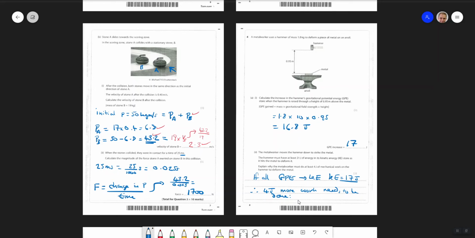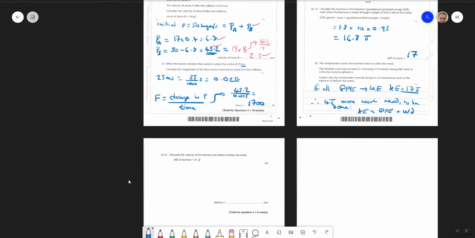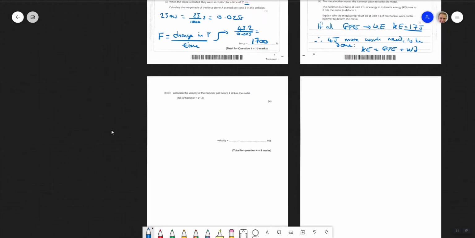Okay, and you can mathematically say that by saying that the kinetic energy that you need is equal to the GPE that you would get plus the work that you would actually do. So to get to 21, you need 17 plus 4. So just the idea of making sure you know the conservation of energy.